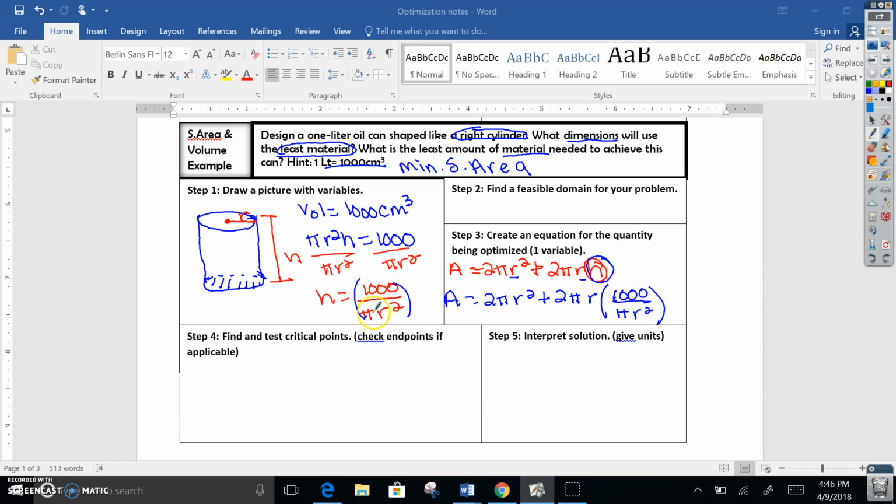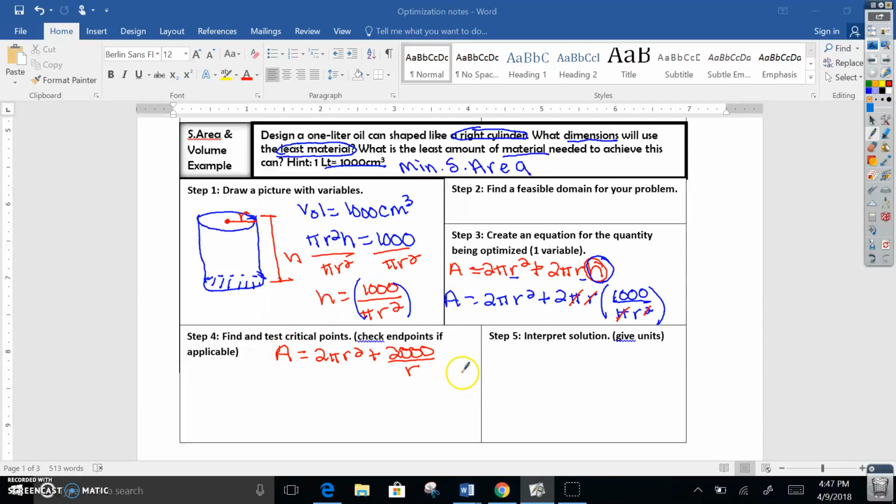And I put in my 1,000 pi over pi r squared. I'm just going to simplify, getting rid of the pi's, getting rid of one of the r's on the bottom, and then multiplying the 2. I'm going to continue over here. So my area is going to be 2 pi r squared plus 2,000 over r.